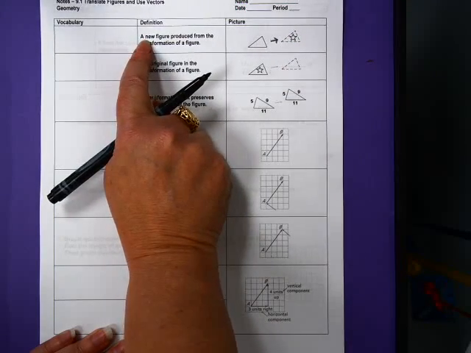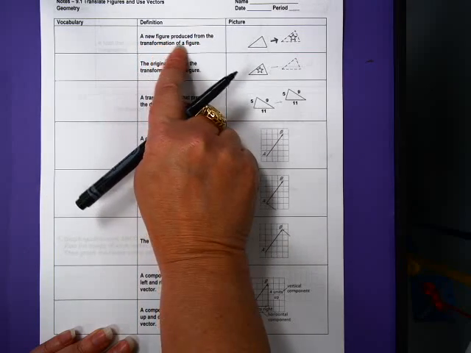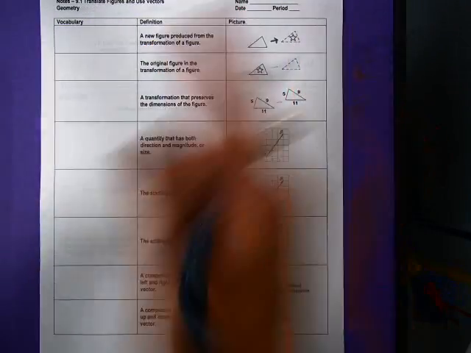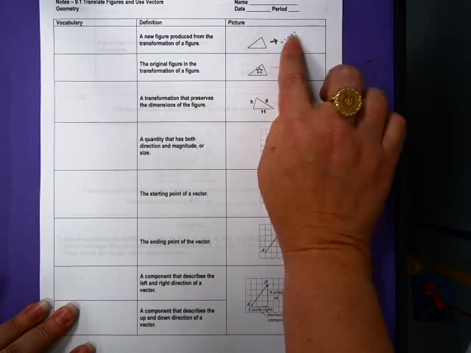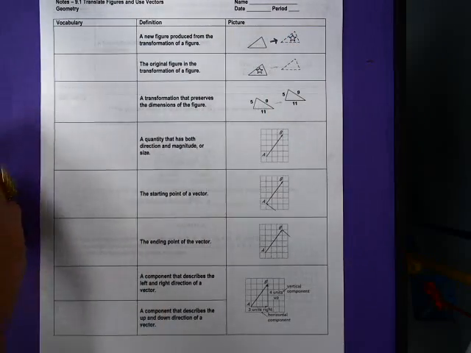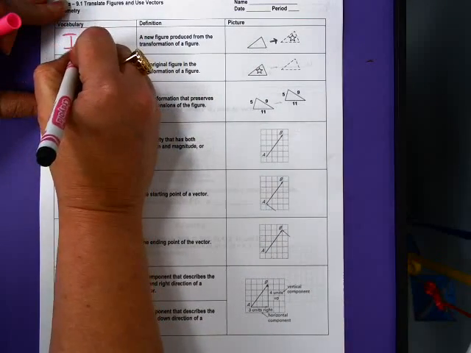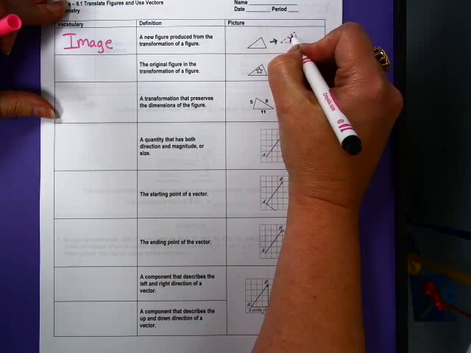So here it says, a new figure produced from the transformation of a figure. So the star is representing the vocabulary word. All right, so this new figure we call the image. And so here I show it in pink.